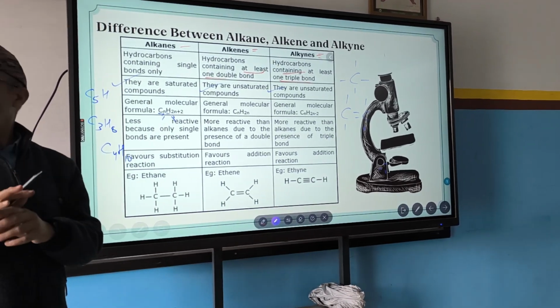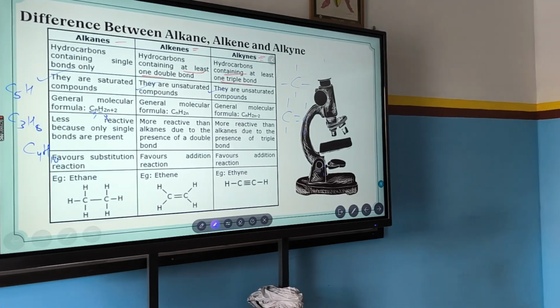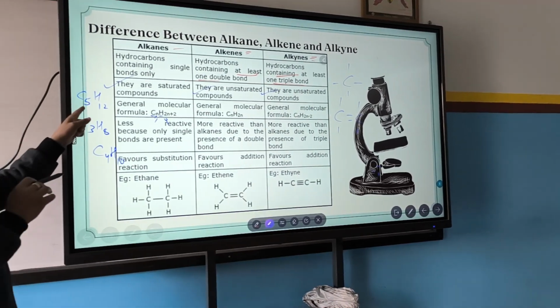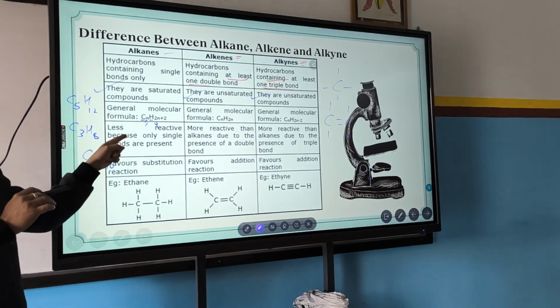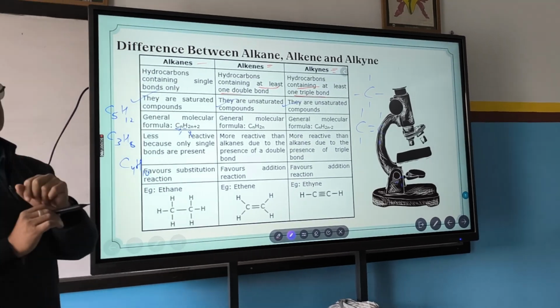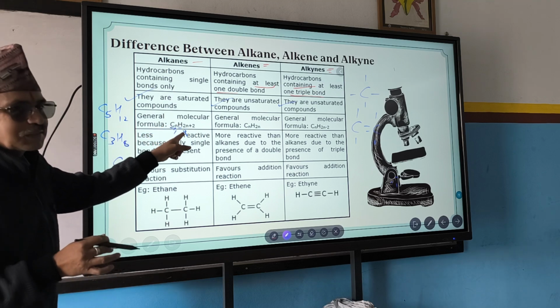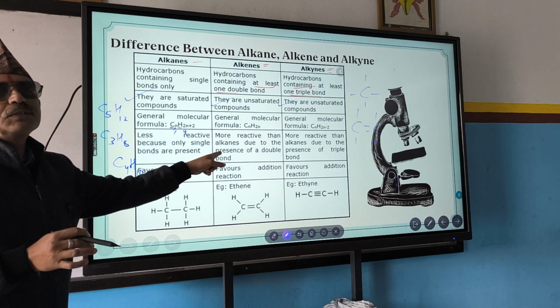If there is C5, H will be how much? Who said 12? Sasank said 12. I think this is right, because 5 twos are 10 plus 2. 2 more than double, I said. Just understand how it came, not just like that. See, the relation 2n plus 2 is given.